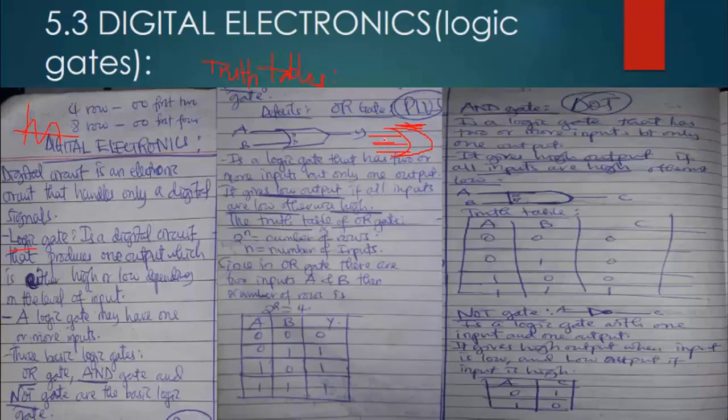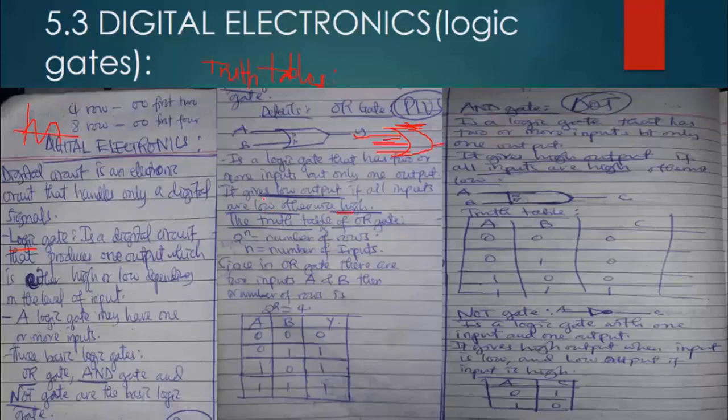It can be three, can be four, can be five, whatever. But at the end of the day, it's only one output Y that will be resulting. So it's a logic gate that has two or more inputs, but only one output. It gives low output if all inputs are low, otherwise it gives high output. So it will only give a low output if all inputs are low, that is when they are zero, zero, that's when it will give a low output. Otherwise, if there is zero and one, or if there is one and one, provided one of them is high, it gives the high output.